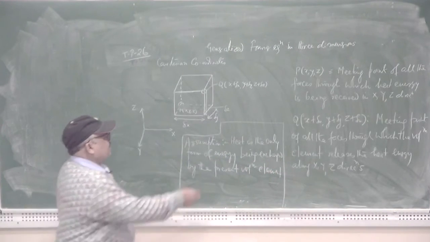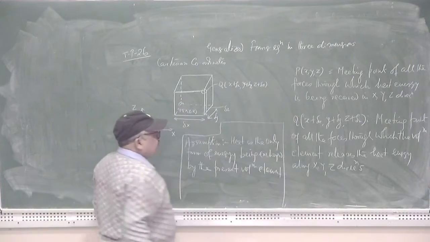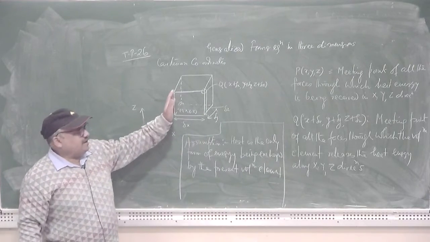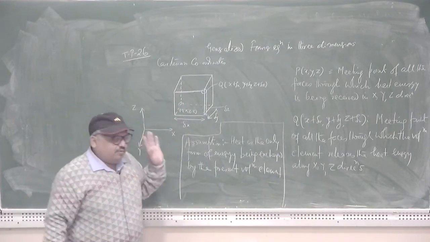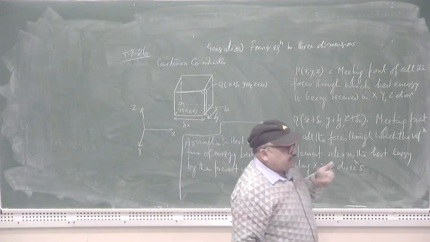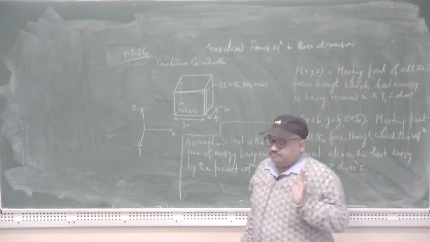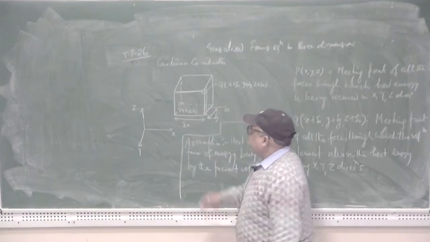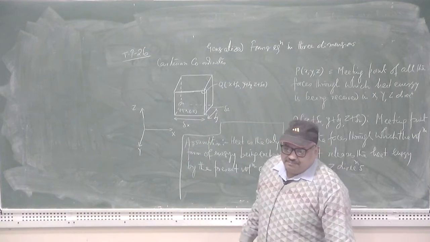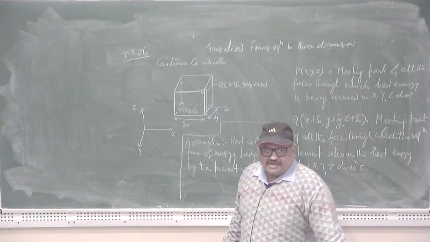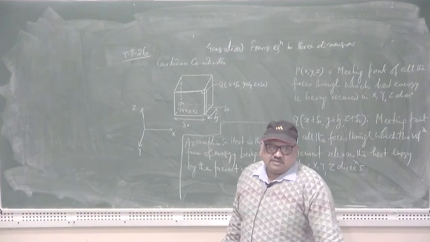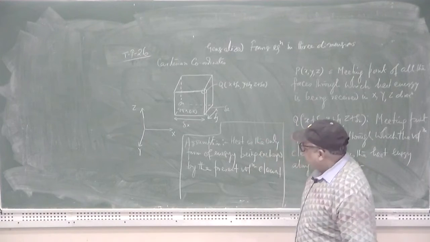So this is our formulation, that this is the volume element considered in the direction of the flow of the heat energy. Another, we have described the nature of the points P (x, y, z) and Q (x plus delta x, y plus delta y, z plus delta z).